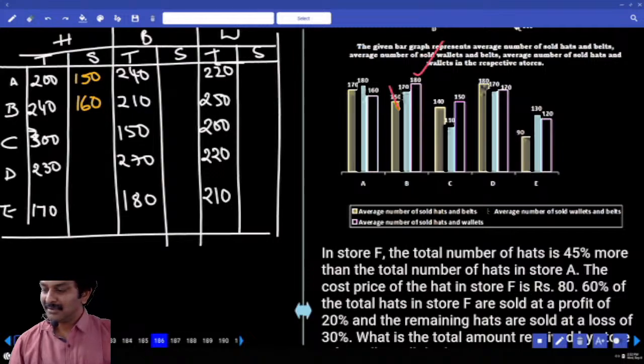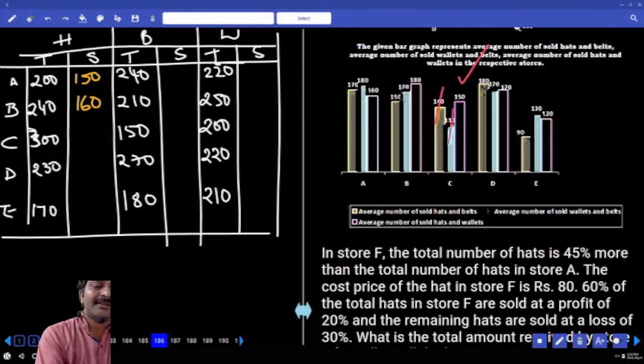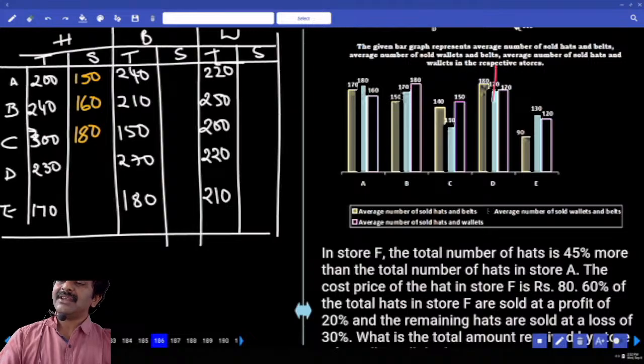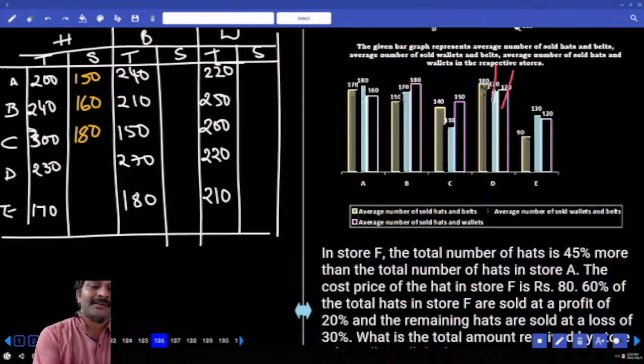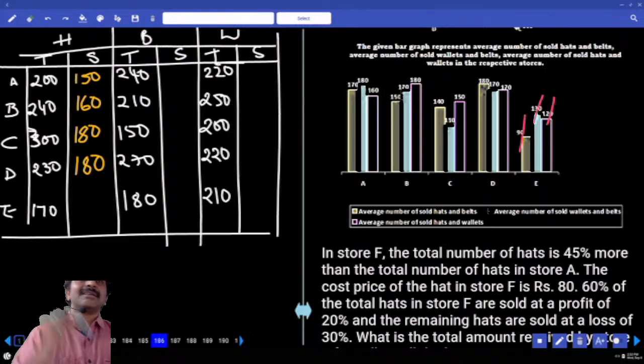Yes. 110 must be subtracted from 140. How much is left? 30. 30 added to 150, 180. Next, 170 I will subtract from 170. Left over 180. Next, 130 I will subtract it from 120. Still I need to subtract 10 more. That I will subtract it from 90. Left over 80. Next, what do you want to calculate?